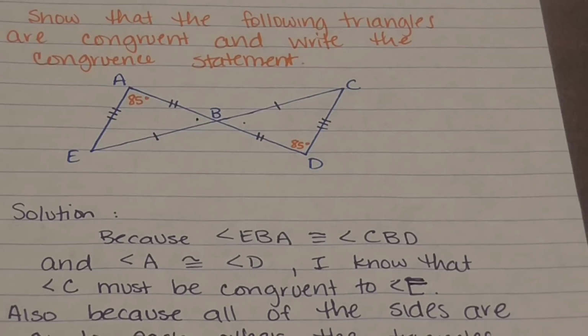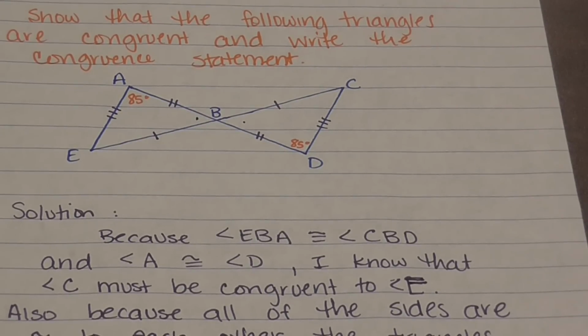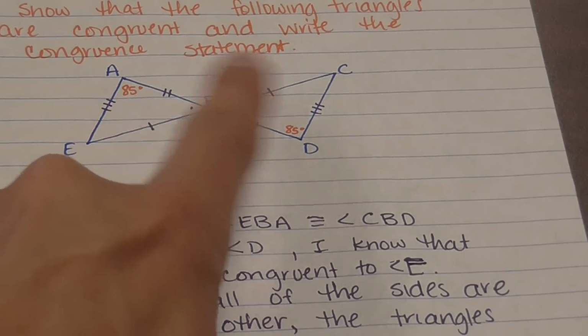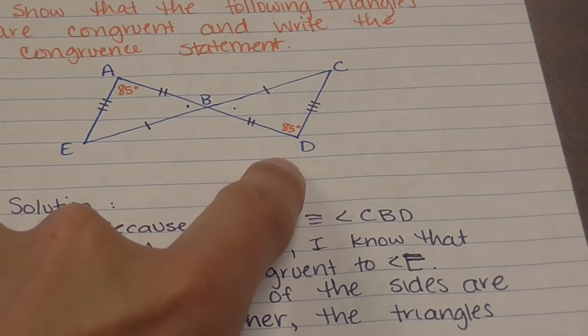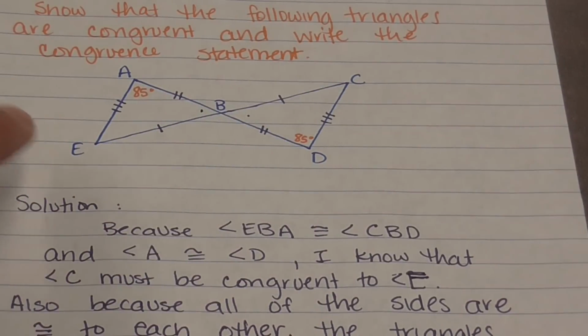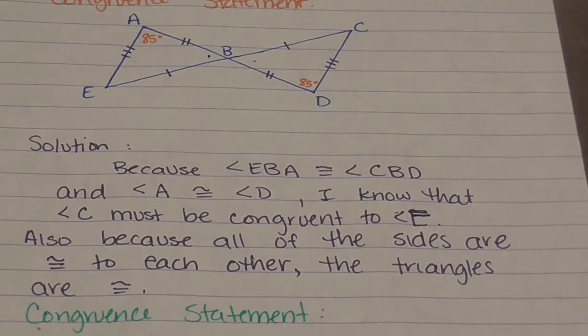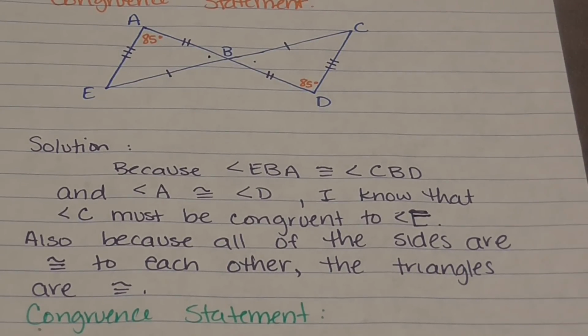Vertical angles are vertical angles even when you're not talking about parallel lines and transversals. They're always vertical to each other. Alright? So because I know that those two are congruent, and I know that A and D are congruent to each other, that leaves you with the fact that E and C must be congruent to each other. So all 3 sets of angles are congruent, all the sides are congruent to each other, so all the corresponding parts are congruent.